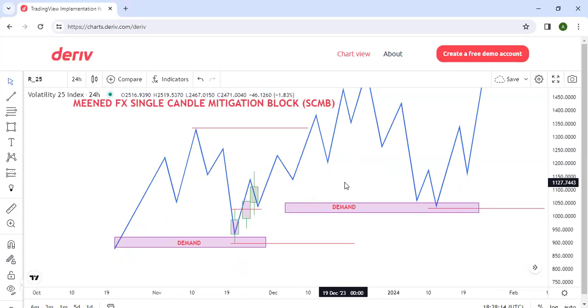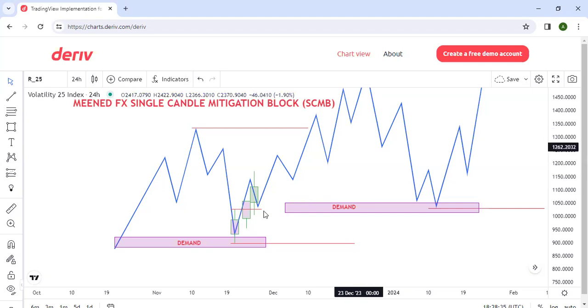On my previous video, I explained something about how to stack boom and crash. The principle that was used there is just the principle of SCMB, the single candle mitigation block. So I'm going to explain the principle here so that you can actually get it.